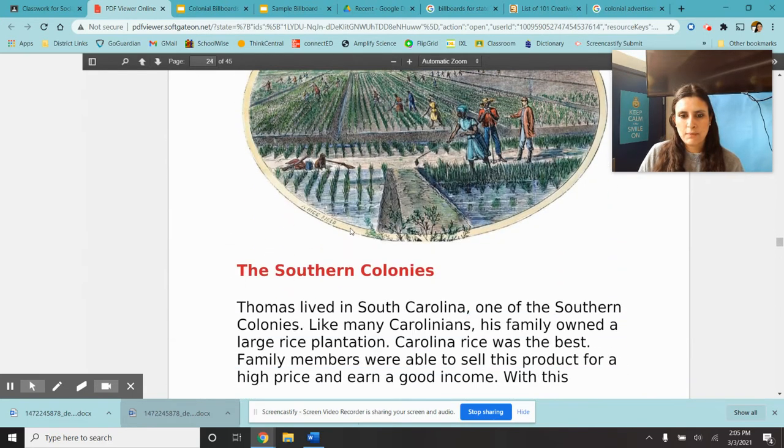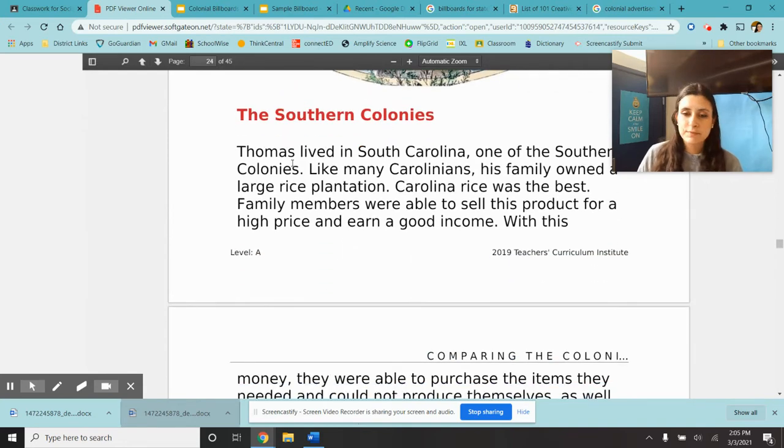And they also have the same for the southern colony, and it's Thomas. Oh, Thomas. And Thomas wants to work in the rice plantations. But this Billboard is not for people currently living in the colony. It's for people who want to come to the colony.